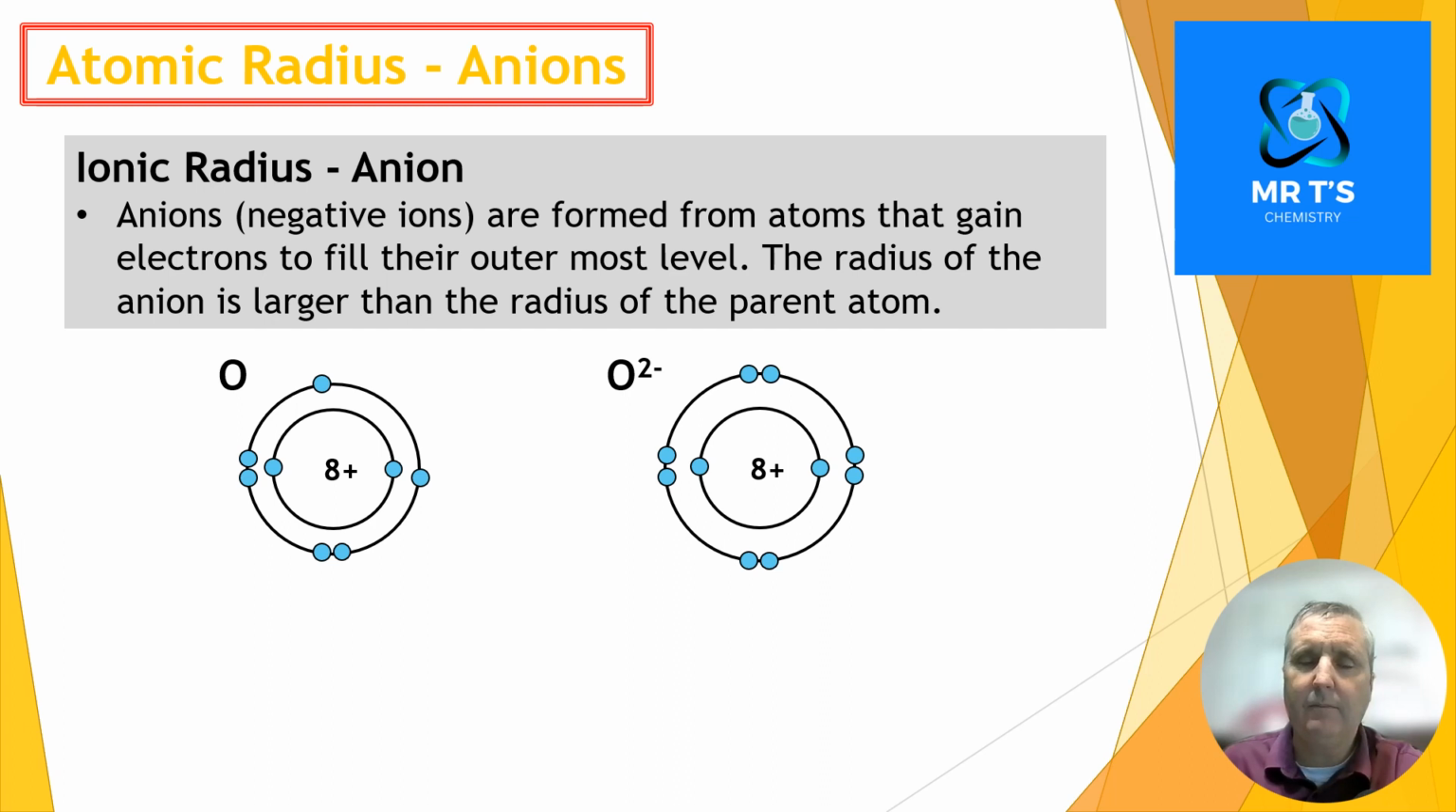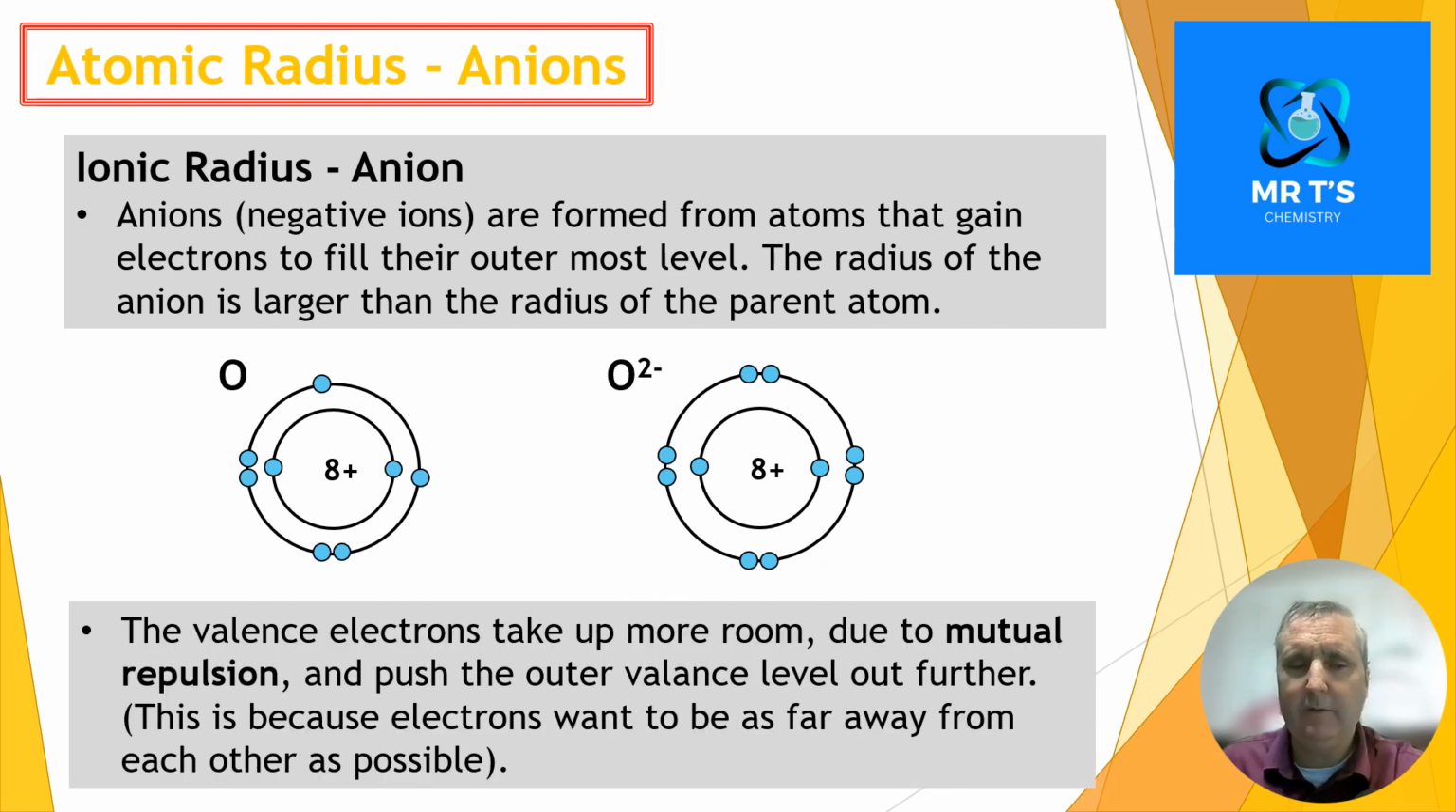We can think of this analogy: if we had a group of people holding hands in a circle, like 5 people, and we added another person within that circle to make it 6 people, the circle would actually get bigger and expand because we added something extra into that space. Now this happens because electrons mutually repel each other, or mutual repulsion, and push the valence level out a bit further. So these are the 4 ideas that we need to be able to explain.